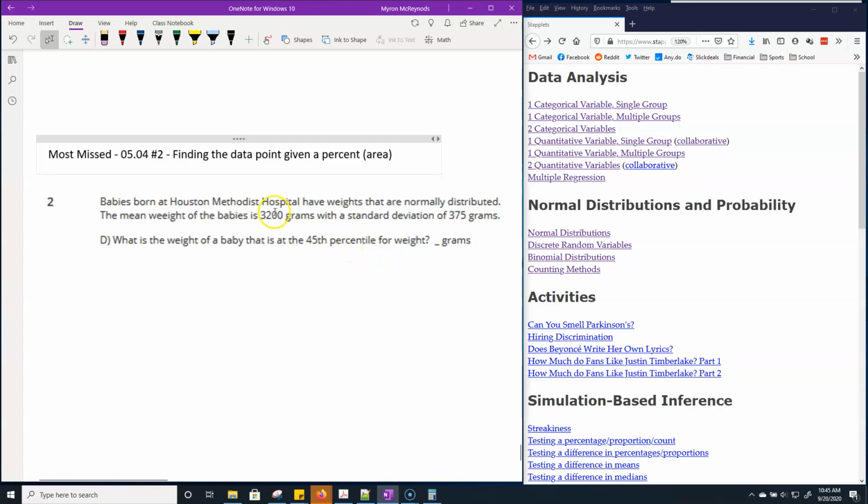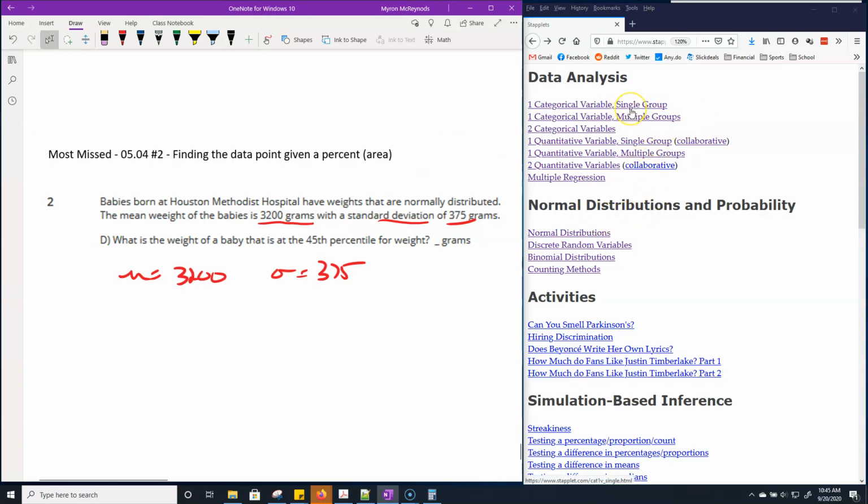So babies born at a Houston Methodist hospital have weights that are normally distributed. The mean weight is 3,200, so mu is 3,200. And the standard deviation is 375, so sigma is 375. They say, what is the weight of a baby that is at the 45th percentile? So they want the weight, which is the data point that we're missing, and they want the 45th percentile.